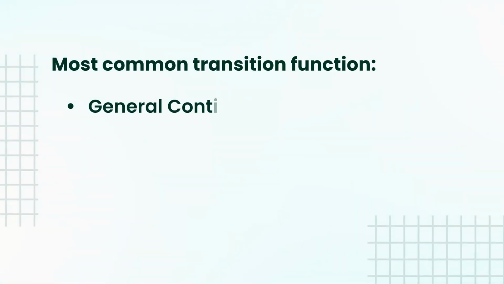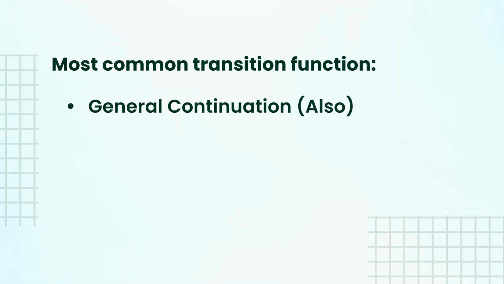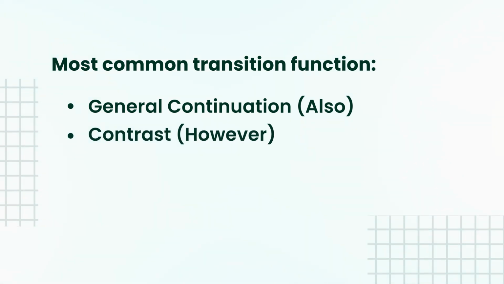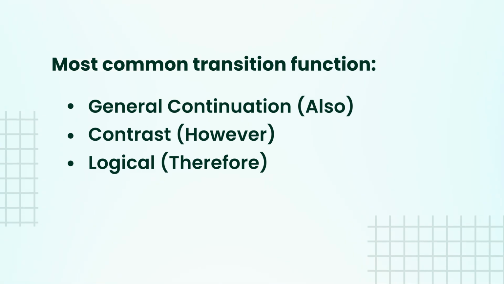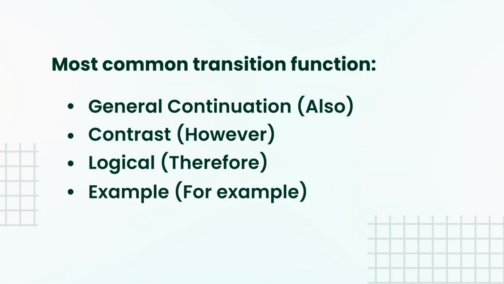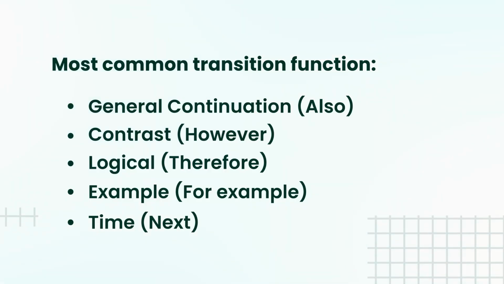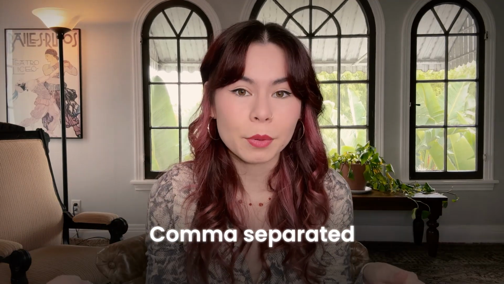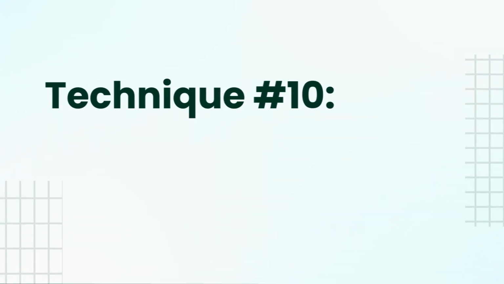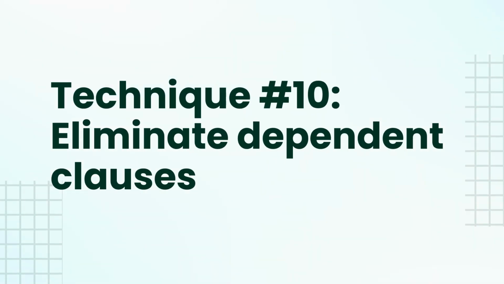So what are all of the functions for transitions? There's general continuation, for example, the word also, contrast, like we talked about with however, logical, for example, therefore, an example, for example, and time, for example, next. Now, don't forget that any connectors that show up in the middle of a sentence need to be comma separated and should be read at the beginning of the sentence to get a better sense of what ideas they actually connect with.